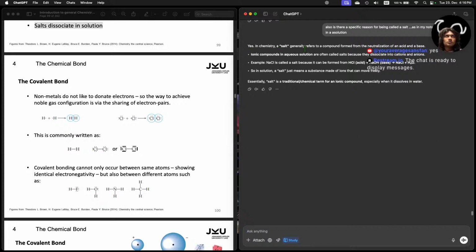In chemistry, a salt generally refers to the compound formed from the neutralization of an acid and a base. Ionic compounds in aqueous solution are often called salts because they dissociate into cations and anions. Example: NaCl is called a salt because it can be formed from HCl and NaOH. So it can be formed from NaOH and HCl.